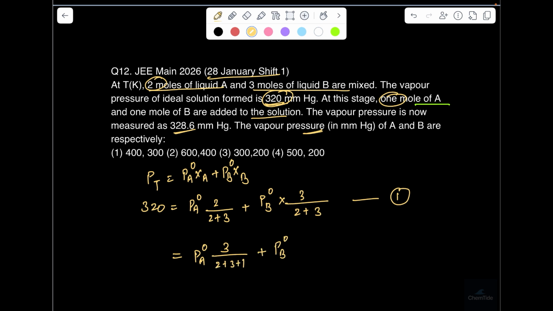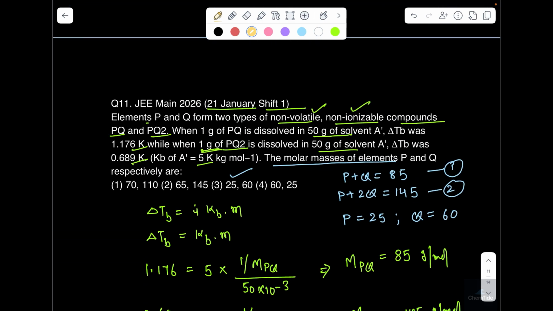PB naught. Okay, B is also added. So B initially we have 3, now 1 mole extra we add up, so this becomes 4. So 2 plus 3 plus 1 plus 1. That is equation number 2, and here it's measured 328.6. So when you solve this question, you will get the values of PA naught and PB naught. So PA naught is coming 500 and PB naught is coming 200. That should be the answer. This question was similar to the one we did earlier.